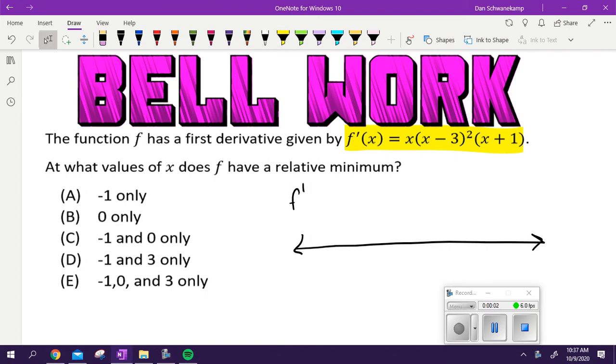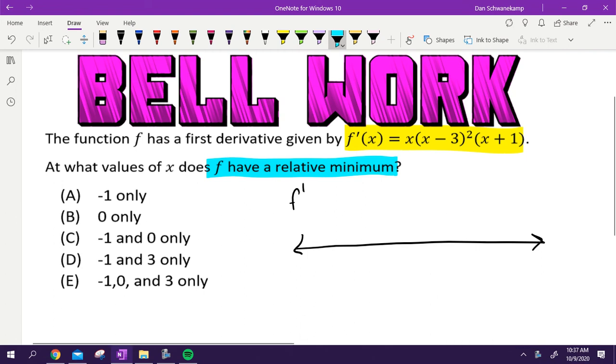So building off what we did yesterday, here's our bell work. We're trying to figure out where f has a relative minimum. If I want to know when f has a relative minimum, we need to find critical points and endpoints. There aren't any endpoints. We're going to look at critical points. What do I do to find critical points? Set the derivative equal to 0.